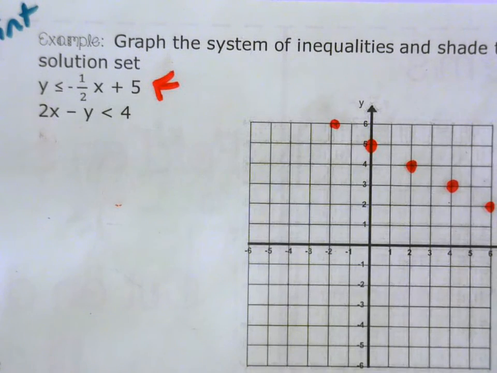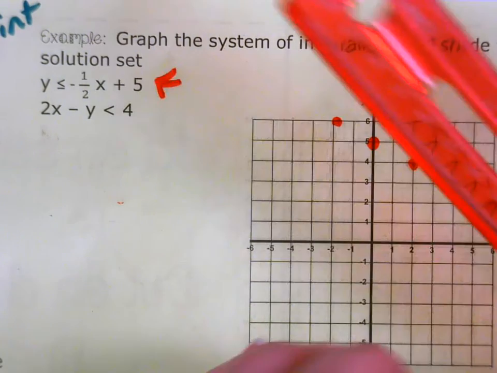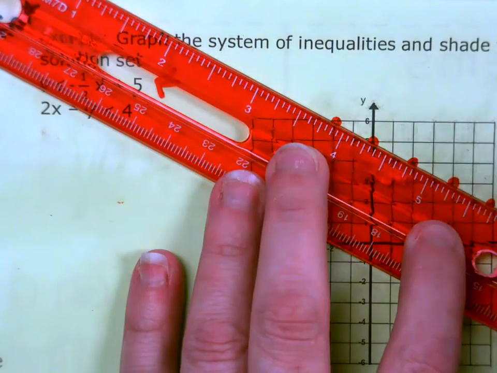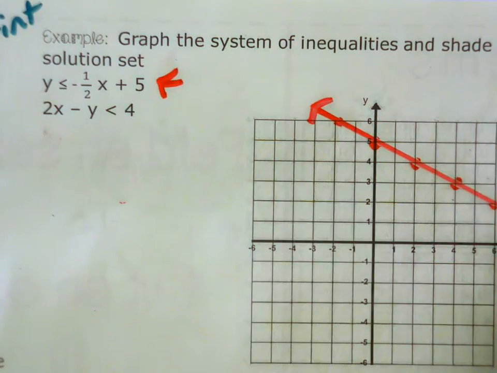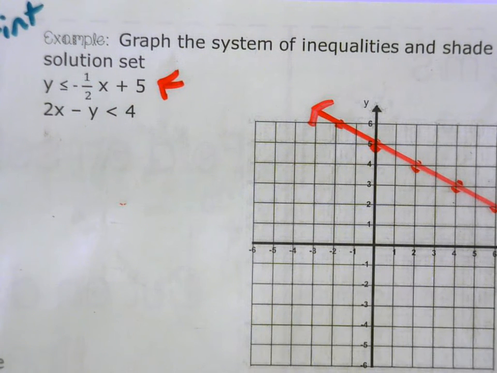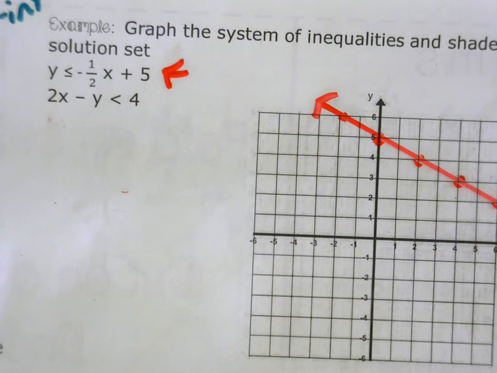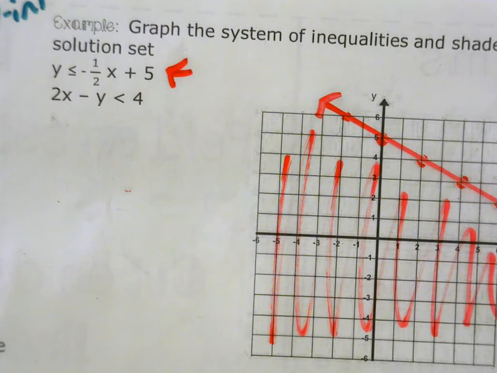Is this going to be a solid line or a dashed line? It's going to be dashed. No, it's going to be all solid. Which way am I going to shade? The bottom half. The bottom, down, because it's a less than. Let's get it done.